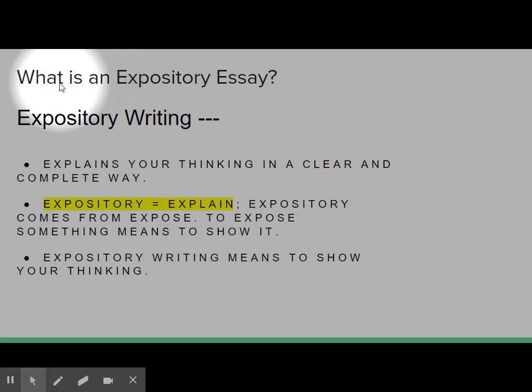What is an expository essay? Expository writing explains your thinking in a clear and complete way. Expository means to explain. Expository comes from the word expose, and to expose something means to show it. Expository writing means to show your thinking.